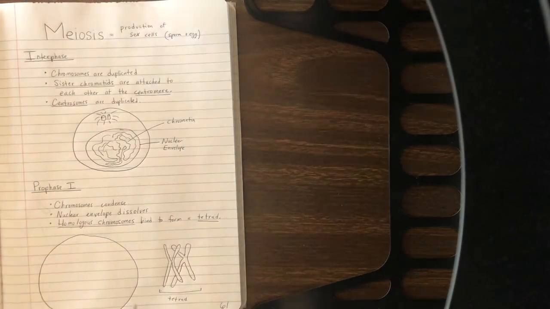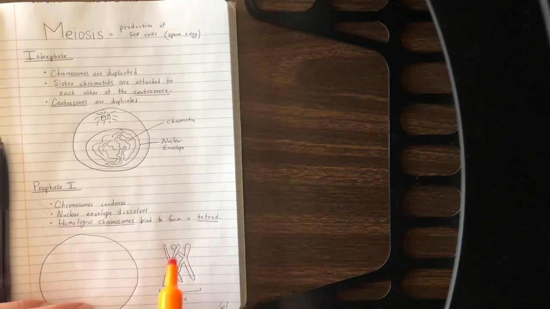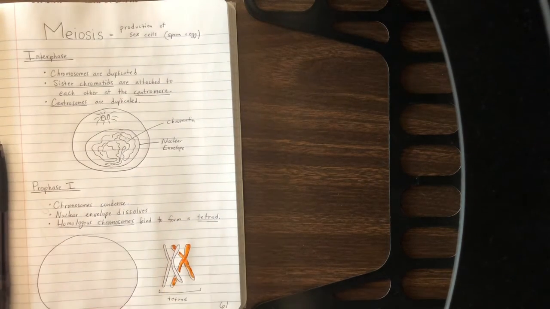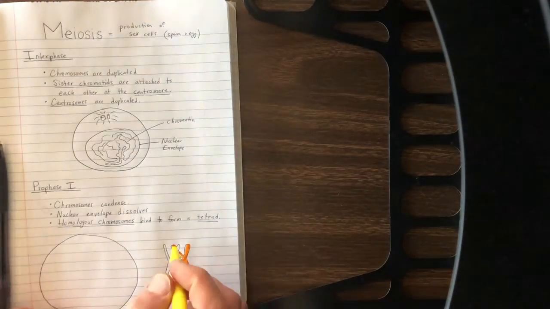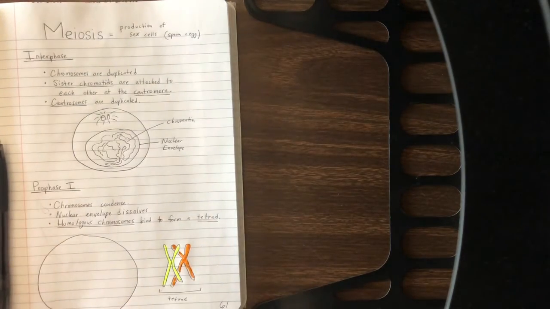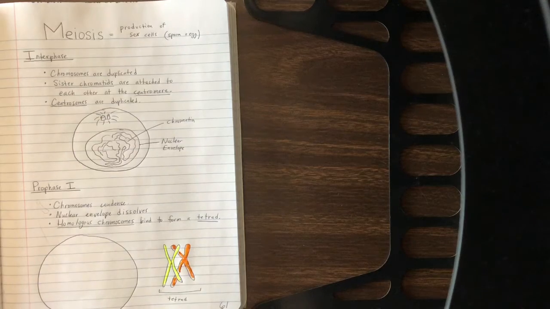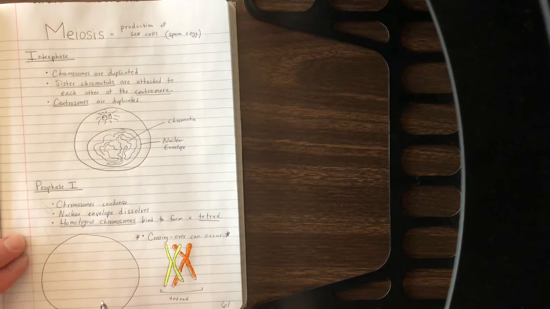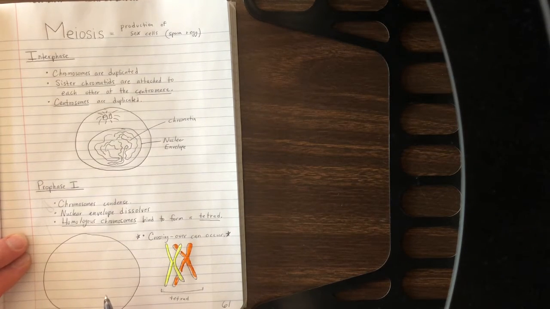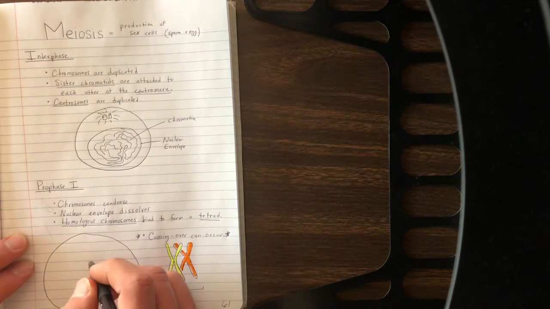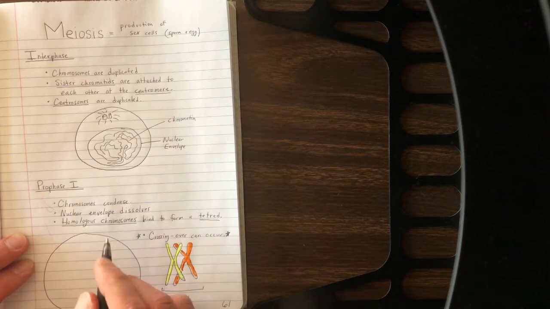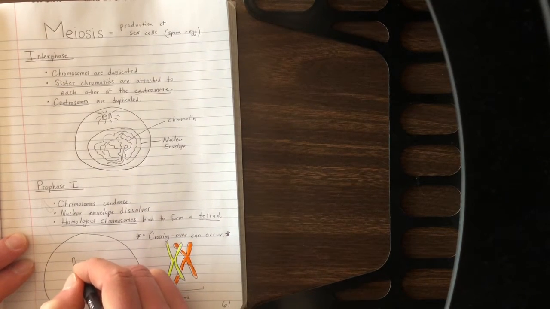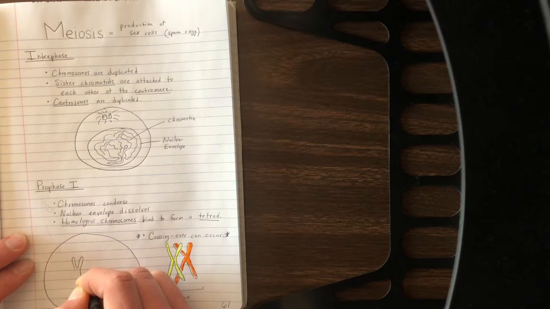To show that these are two different chromosomes, I'm going to use a marker to color them in. I have an orange chromosome, and I have a yellow chromosome. Now in Prophase 1, like we said, the chromosomes condense, the nuclear envelope dissolves, and homologous chromosomes bind to form a tetrad. So to show this, I'm going to draw the fact that since the nuclear envelope has dissolved, there's no longer a nuclear envelope. The chromosomes have now condensed into the chromosome shape.